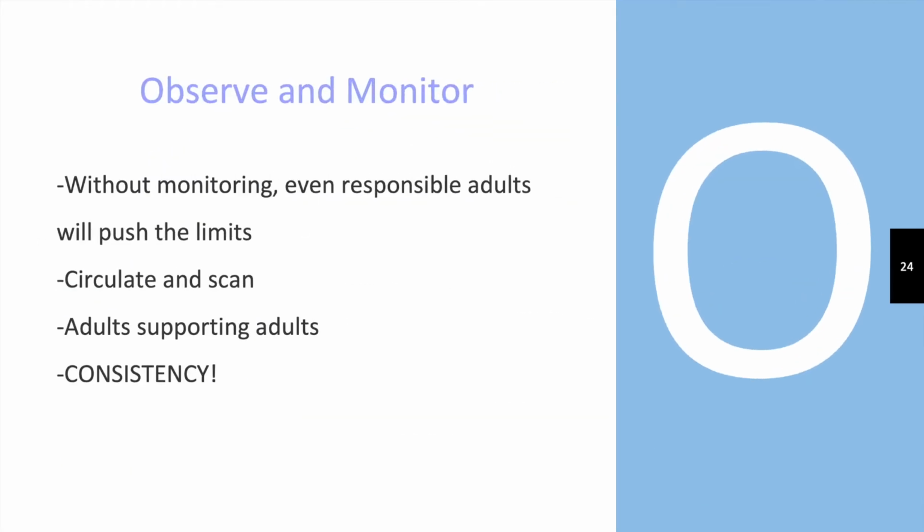Observe and monitor. Everyone behaves better when you're being observed. For example, you clean your house and keep it neater when you have company coming over, or you stay closer to the speed limit when police officers are around. Students typically behave differently when being observed or monitored. We want to use effective supervision techniques. Without consistent monitoring, even responsible adults will push the limits.